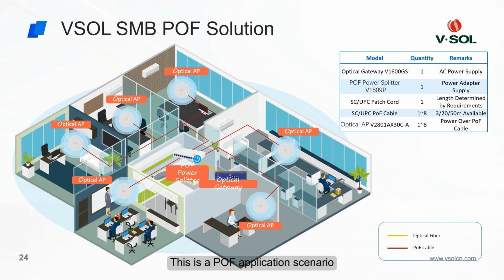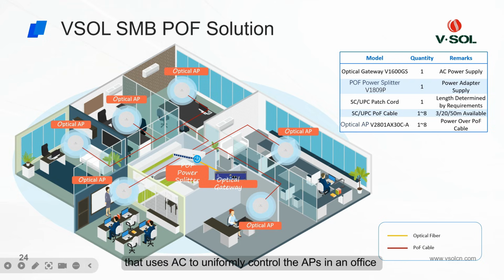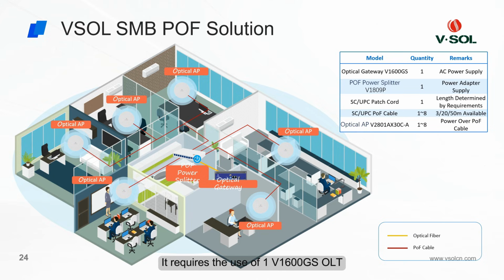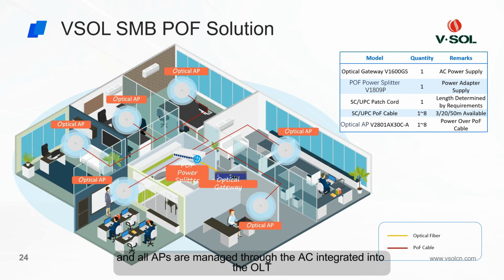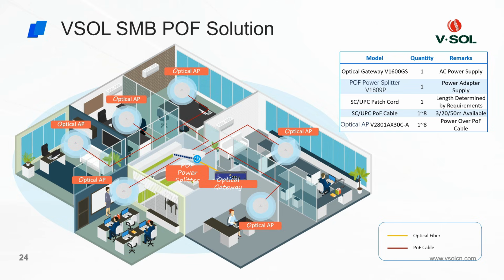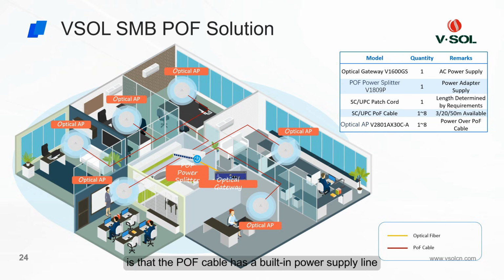This is a POF application scenario that uses AC to uniformly control the APs in an office. It requires the use of one V1600GS OLT and several APs for wireless network coverage. And all APs are managed through the AC integrated into the OLT. The advantage of using POF is that the POF cable has a built-in power supply line. And after connecting the PON port of the AP, it can be powered on without the need to reinstall the wires.